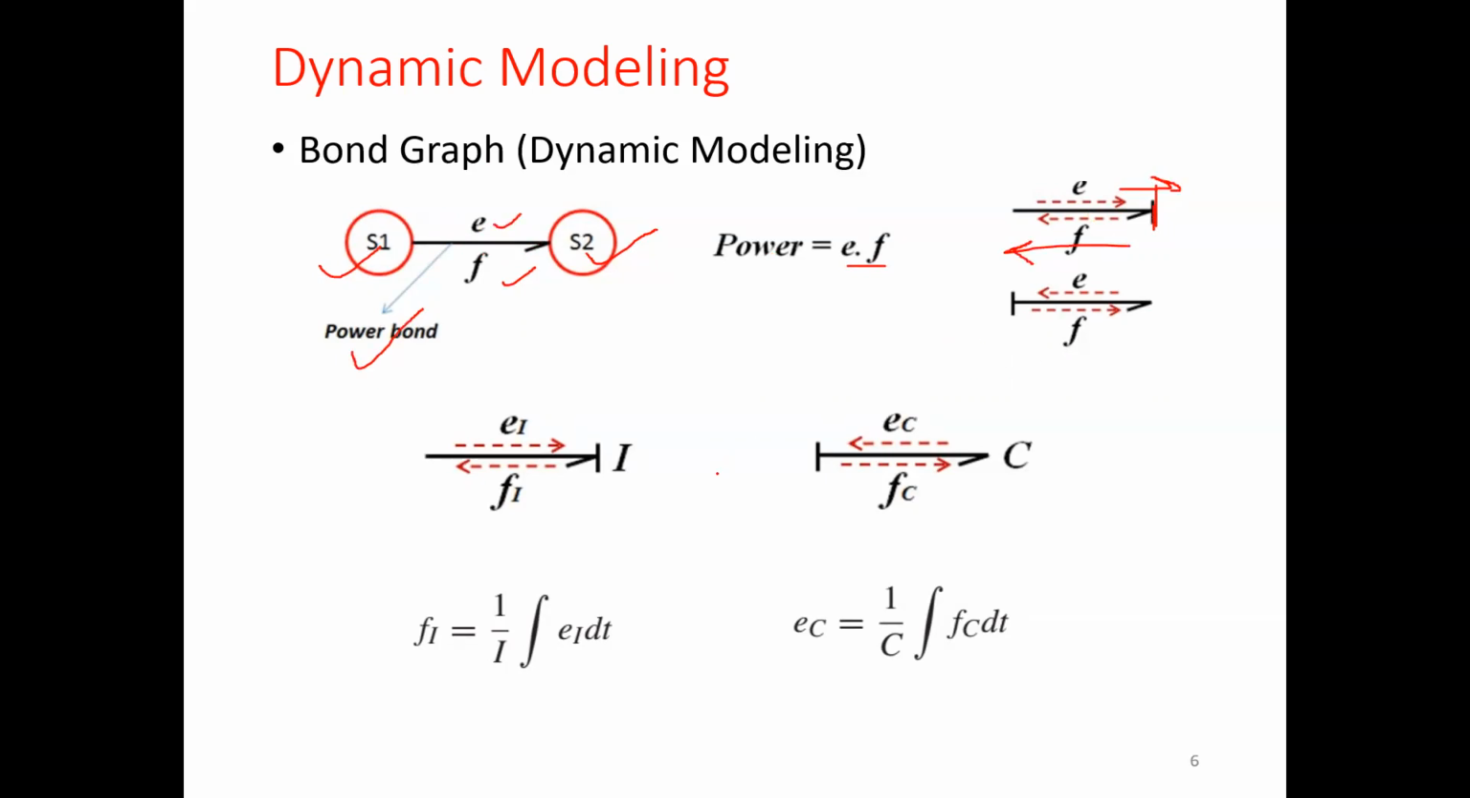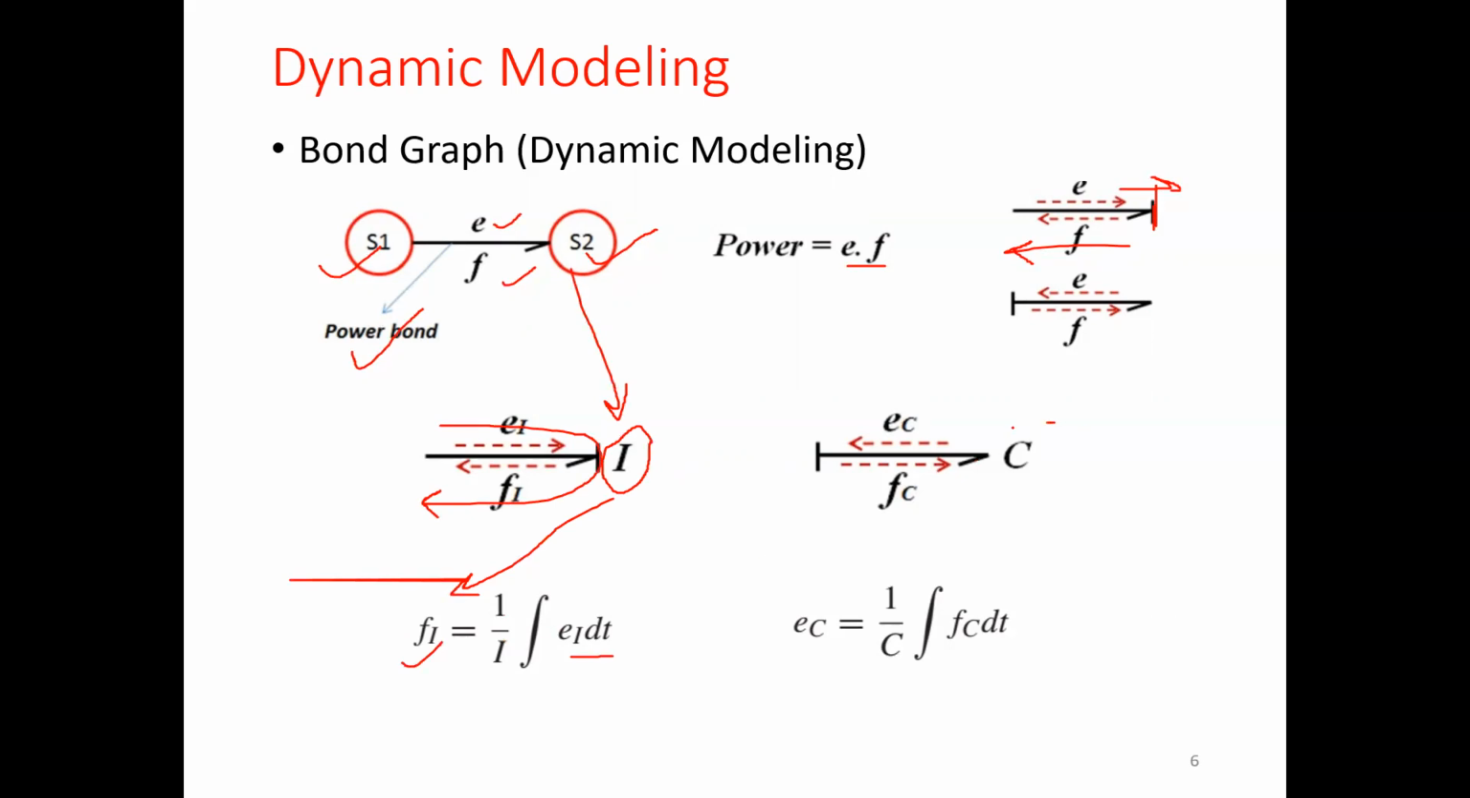Similarly, if a system is represented by some dynamic element, there are some bond graph elements. For example, I represent an inertial element in bond graph. It can be mechanical mass or electrical inductance. From this we can calculate its dynamic equation: this element is taking effort and giving back flow. So this flow will be equal to 1 upon I times the integration of this effort.